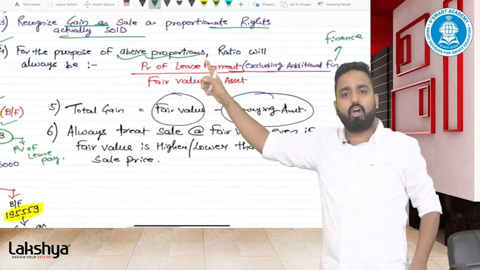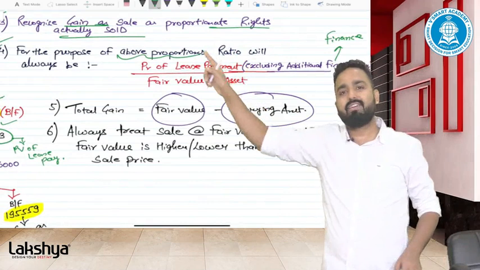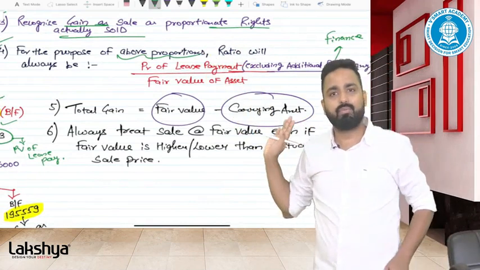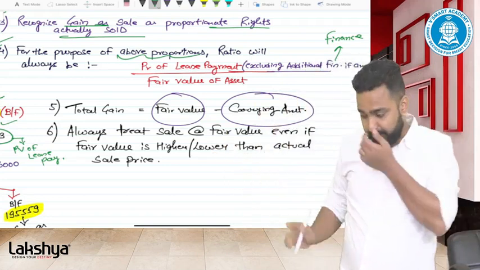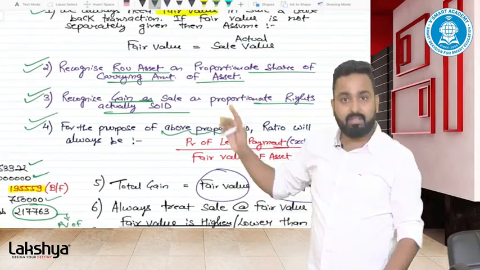So the ratio, the proportion, will always be present value of lease payment divided by fair value. Always means always. These are the four golden rules.